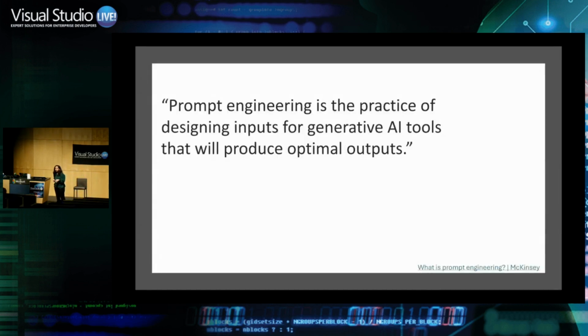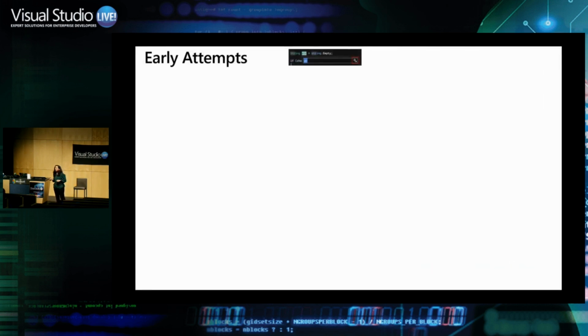So prompt engineering is the practice of designing inputs for generative AI tools that will produce optimal outputs. So you're trying to figure out, hey, I need these naming suggestions in this specific way, and I need you to consistently give me what I need here. So how did we do this? I want to share with you some of my early attempts. The first time that I was doing this, I was like, okay, when someone does a rename, here's what I'm going to send to the model.